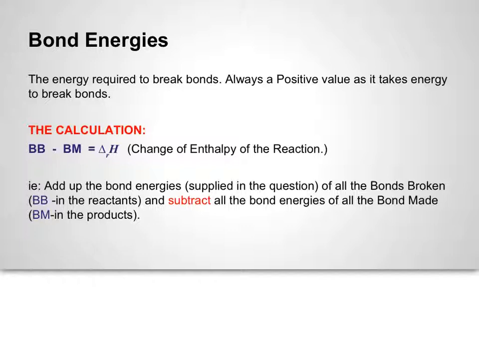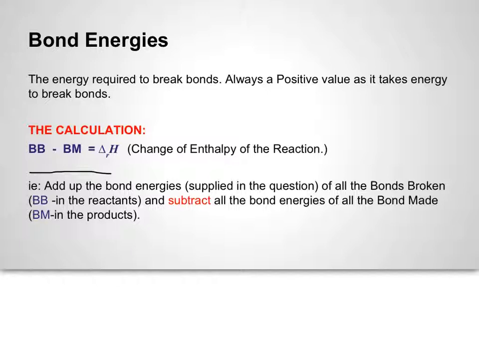The calculation that you're going to use is summarised by this little sentence here. BB minus BM equals delta H. So bonds broken minus bonds made equals the change of heat, or enthalpy, of the reaction.